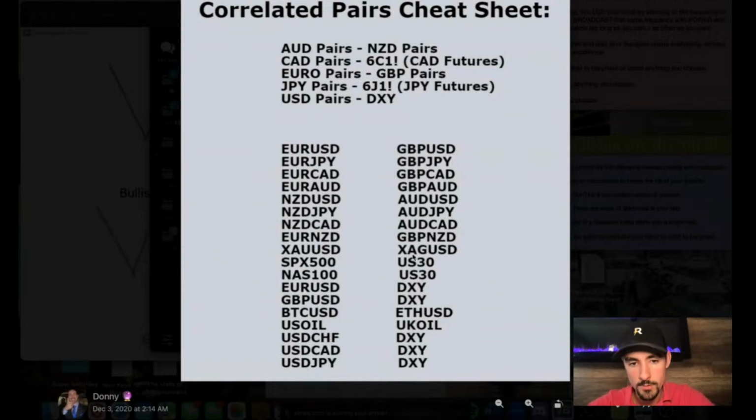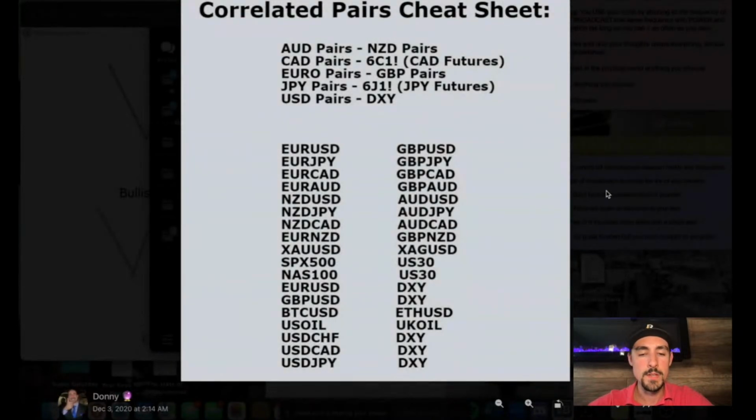Gold and silver, of course, correlating. Bitcoin and Ethereum, of course, correlating. You got S&P with US 30. You got NASDAQ with US 30. S&P and NASDAQ also correlate, but that's not technically one of the ones in here. These are like a trifecta. These three correlate very nicely.